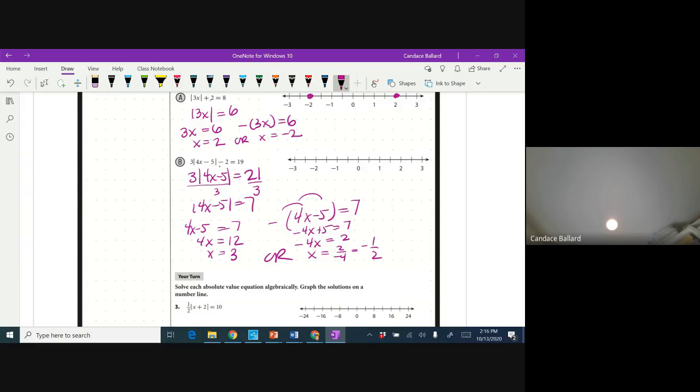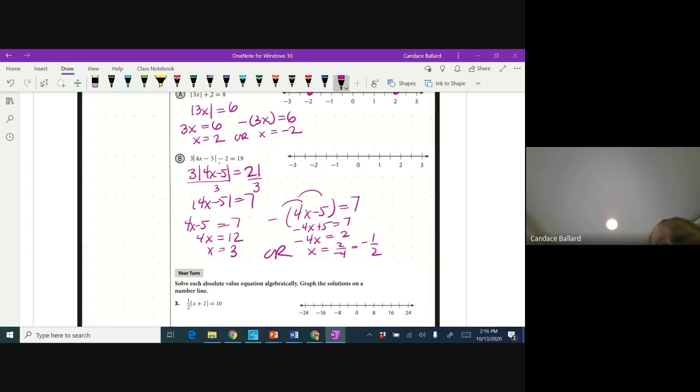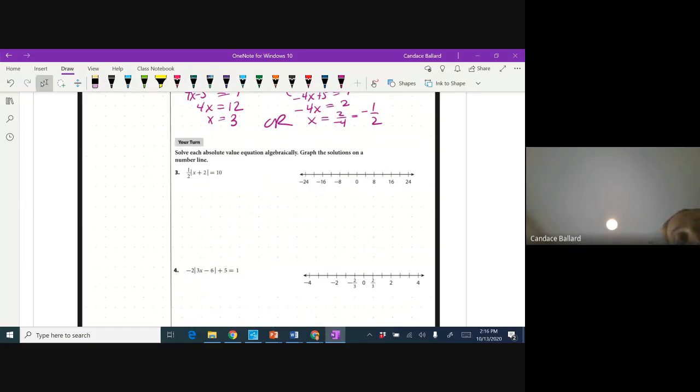Okay, let's do a couple more. Let's make sure we've got this, okay? Because it should be easy peasy lemon squeezy. All right, so I need to isolate the absolute value. So to do that, I'm going to do the opposite of 1/2, which is going to be multiply both sides by 2. So I get the absolute value of x plus 2 equals 20.